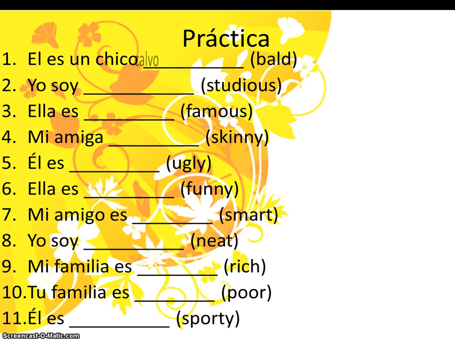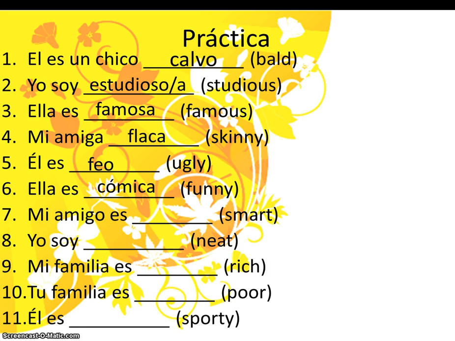Él es un chico calvo. Yo soy. Now, if you're a boy, you'll say estudioso. If you're a girl, you say estudiosa. So depending on who you are. Ella es famosa. Mi amiga flaca. Él es feo. Ella es cómica. You can say graciosa or some other ways to say funny in Spanish. Mi amigo es inteligente. Yo soy ordenado or ordenada, right? Because yo soy is I am, so you're describing yourself.